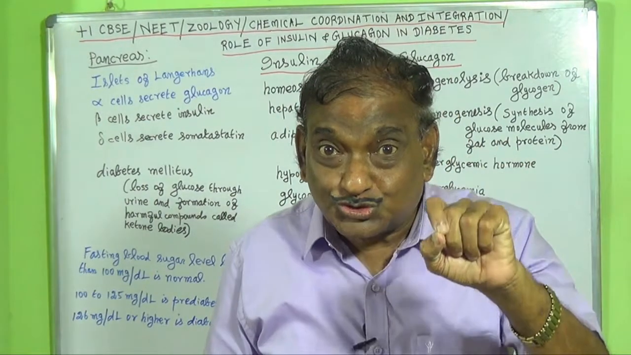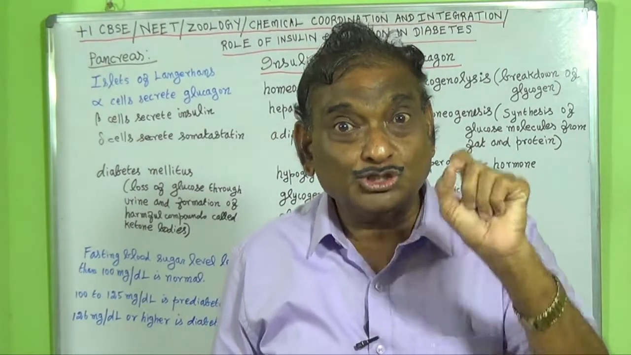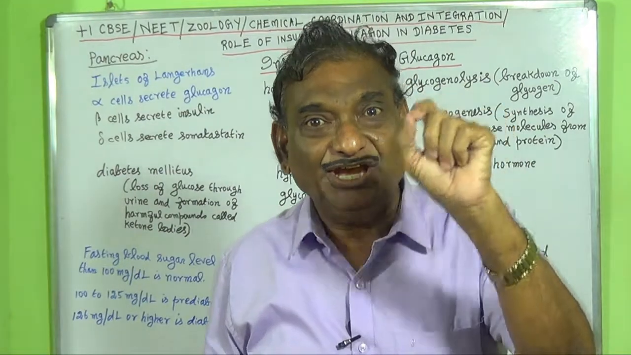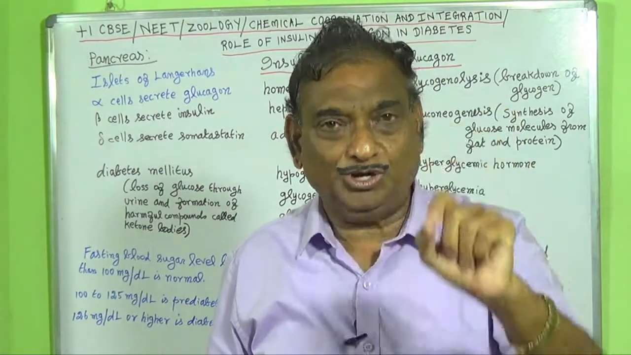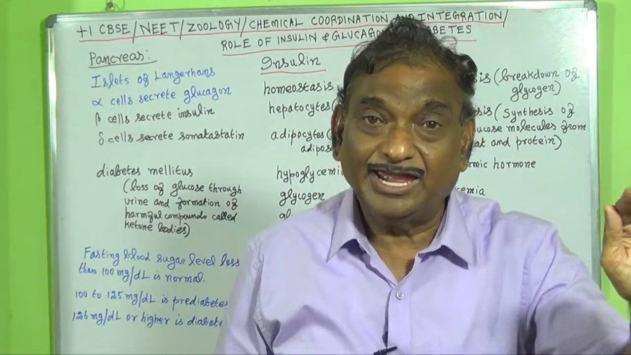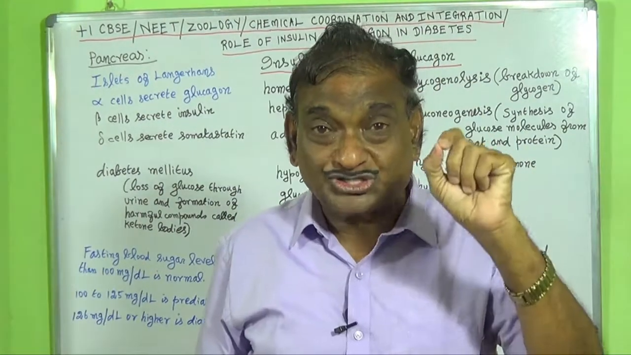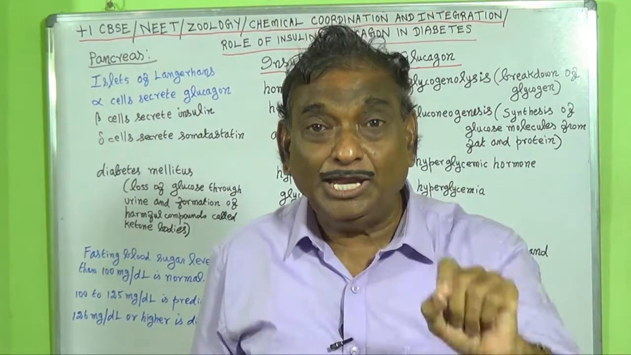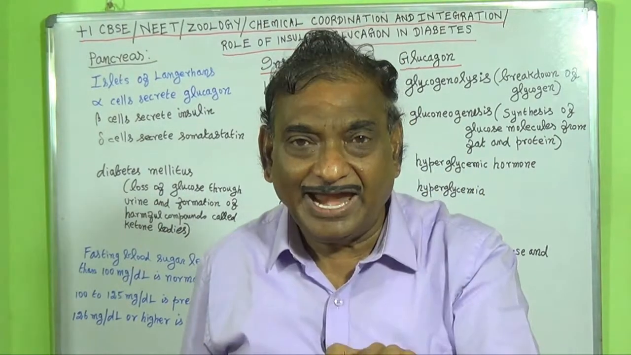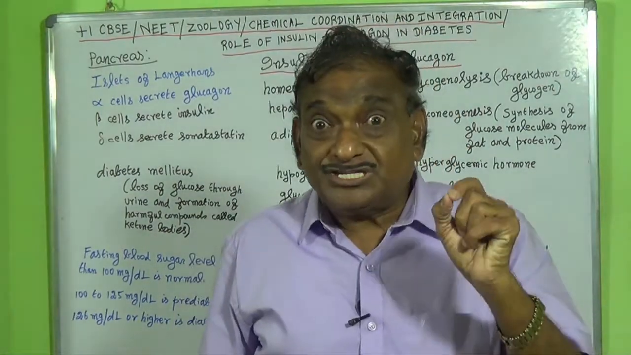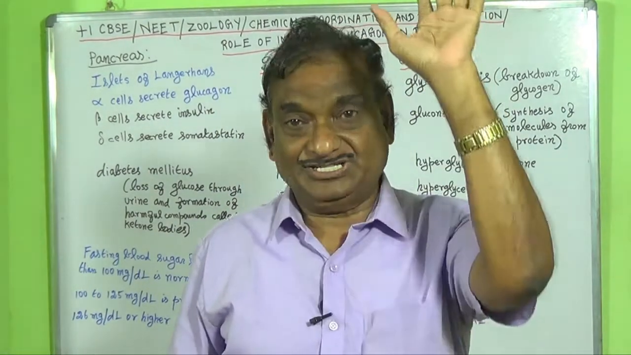Then we are going to see about the somatostatin hormone. This somatostatin hormone is secreted by the delta cells. The duty of this somatostatin hormone is to inhibit the secretion of insulin and glucagon. This somatostatin hormone is a polypeptide hormone with 14 amino acids and a disulfide bond. It plays an important role in the secretion of islets of Langerhans.